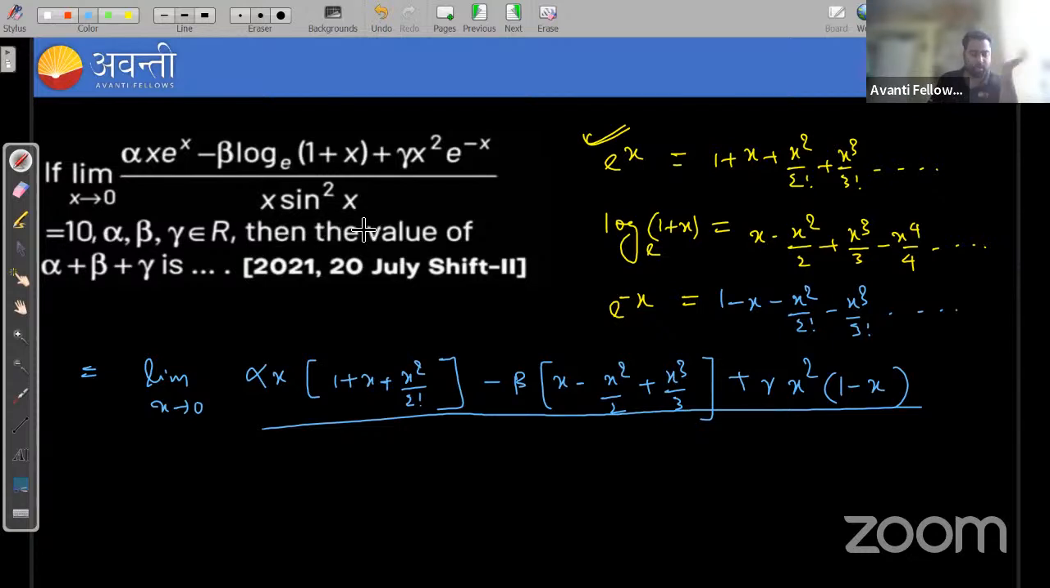So x into sine square x, can you use here as x tending to 0? So sine x is also tending to 0, right? As x square tends to 0, sine square x is also tending to 0. So in place of sine square x, I'm taking x into x square, that is x cube. So this is now my new limit.